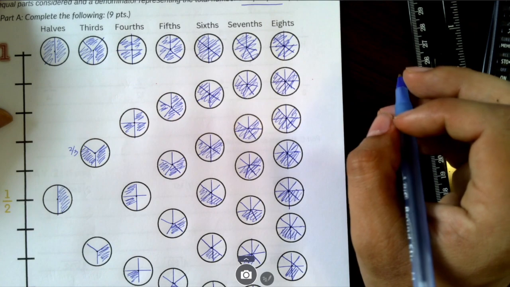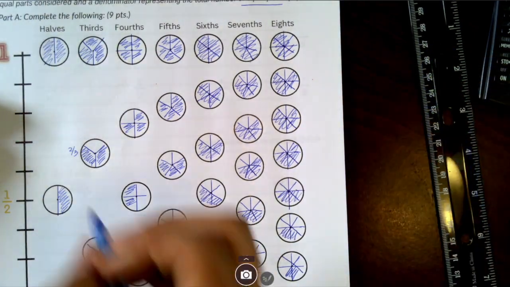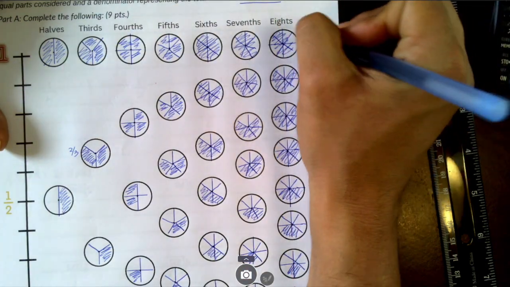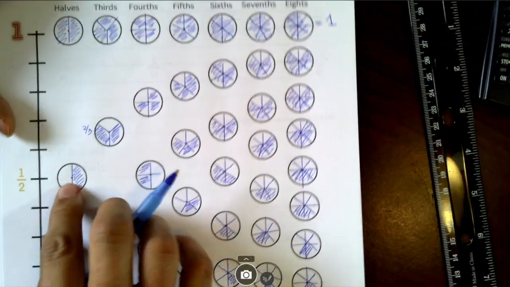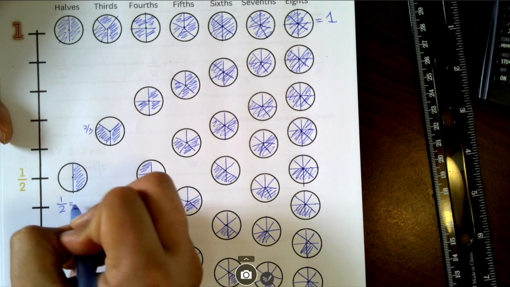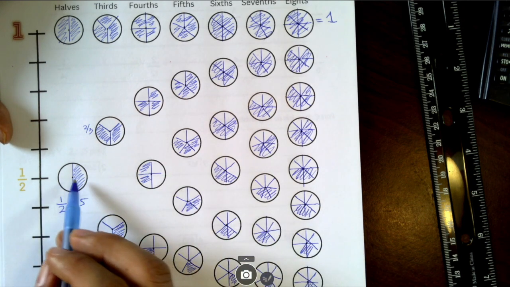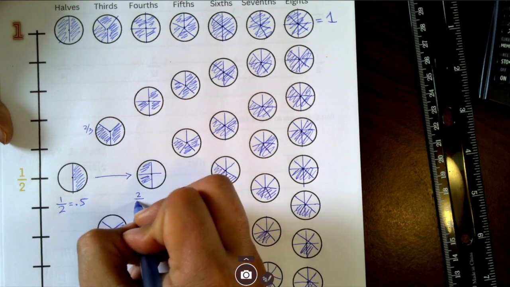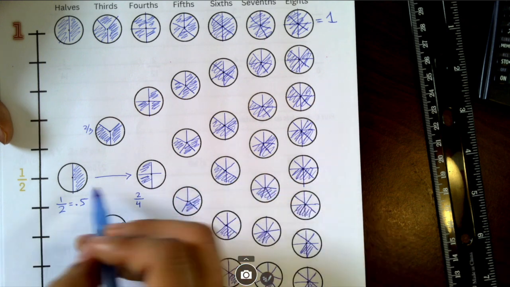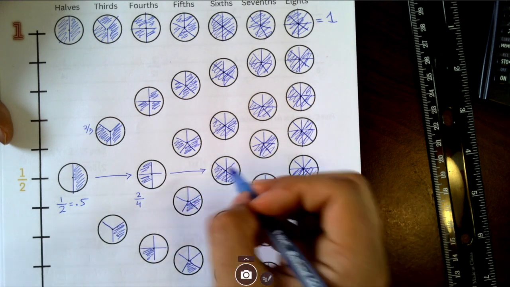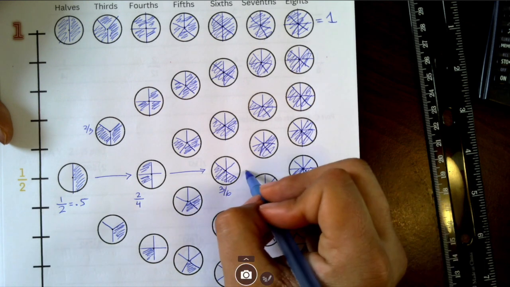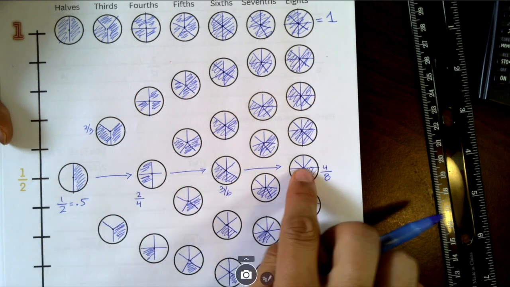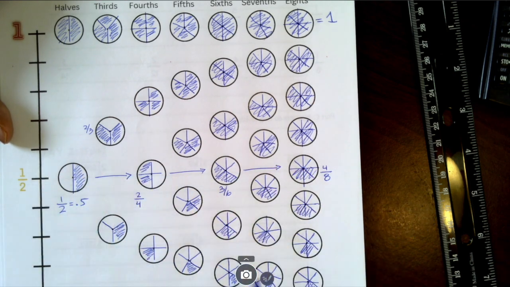So let's go ahead and do one last thing where we're gonna write the actual fractions. We're not gonna write the fractions for the top because these are all equal to 1. But let's do this one. So this is 1/2, and 1/2 is equal to 0.5. What else is equal to 0.5? This one right here. This is 2 quarters. What else is equal to 0.5? 3 sixths and 4 eighths. Okay, so all 4 of these are the same. They're equal to just a half.